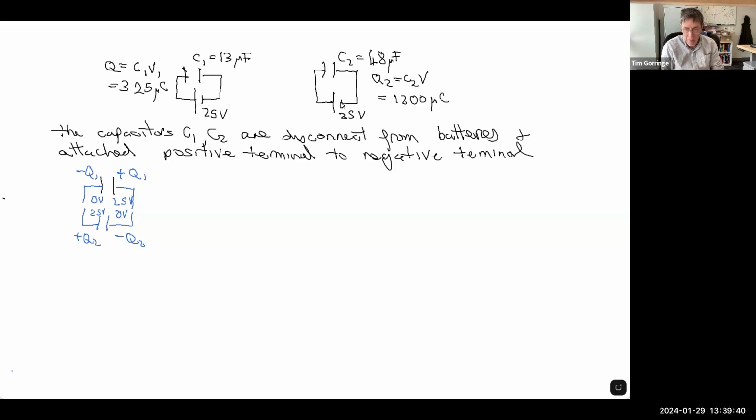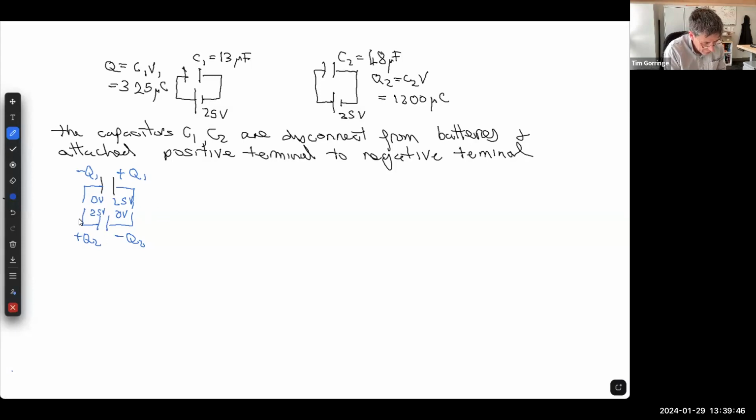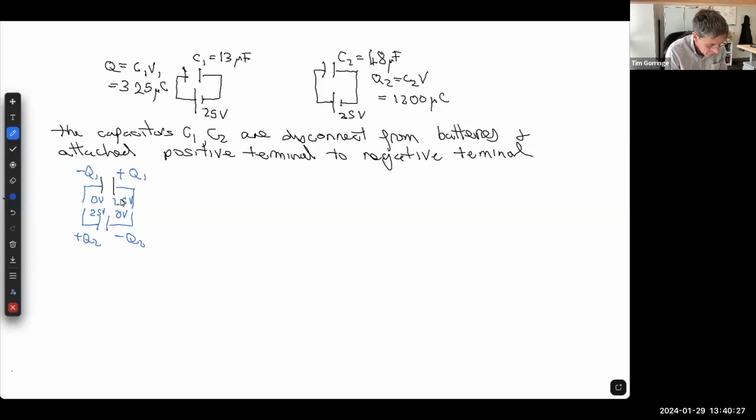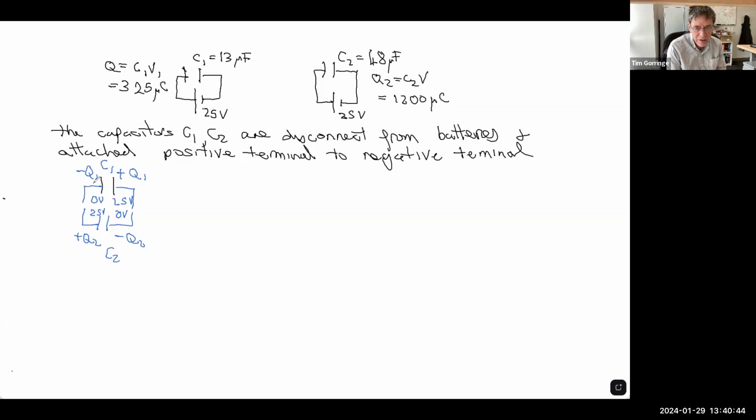To start this off, I'm going to redraw this sketch over here at the bottom, with the two capacitors connected together. I've drawn the two capacitors. C1 is upstairs here, and C2 is downstairs here. At the moment before, I arrange that the negative terminal of C1 is attached to the positive terminal of C2, and the positive terminal of C1 is attached to the negative terminal of C2. So this is the moment before I make the connection.